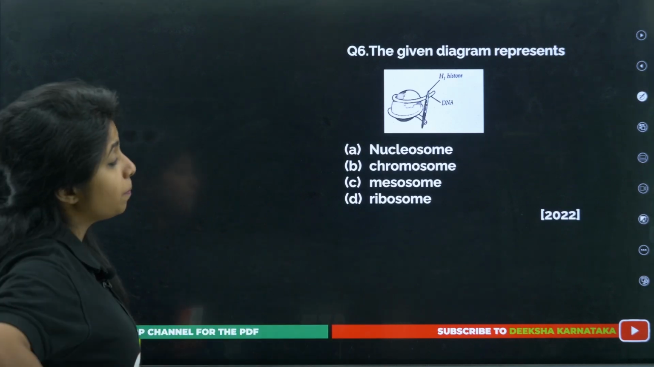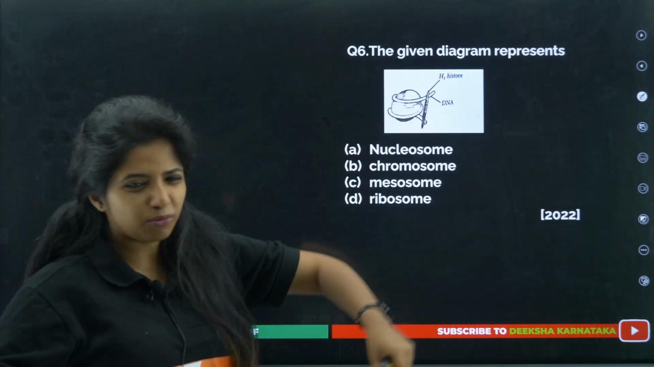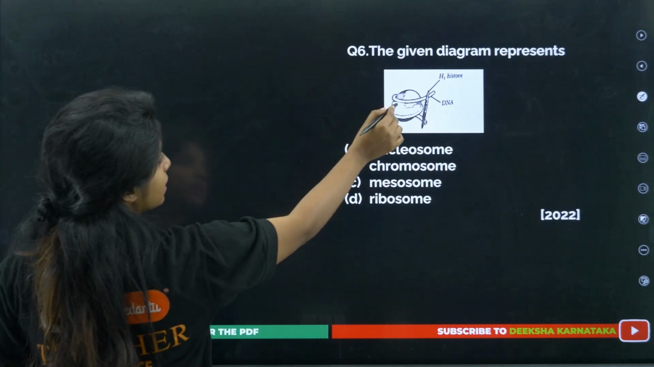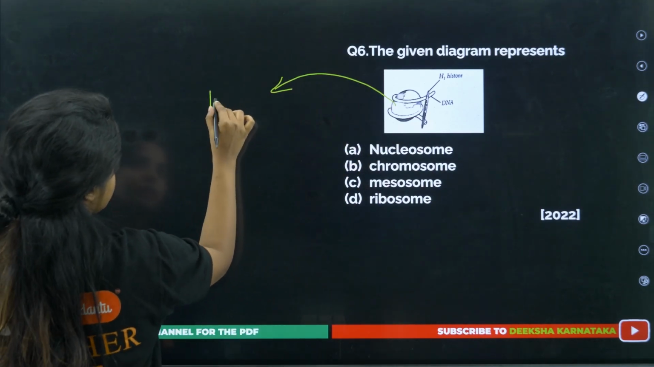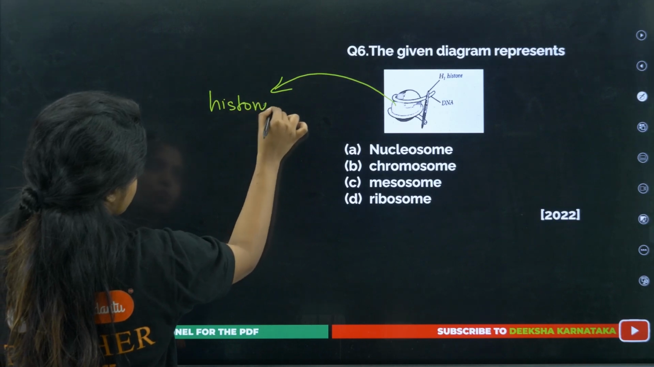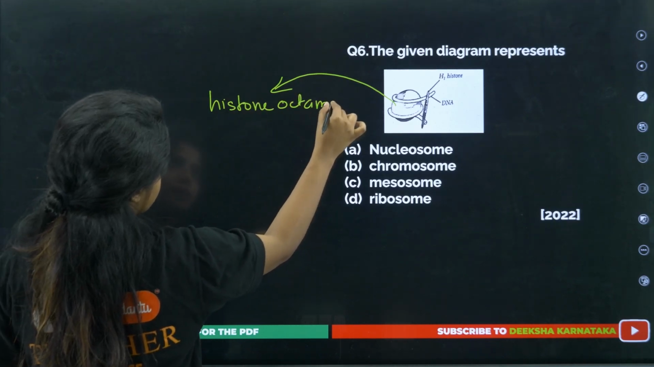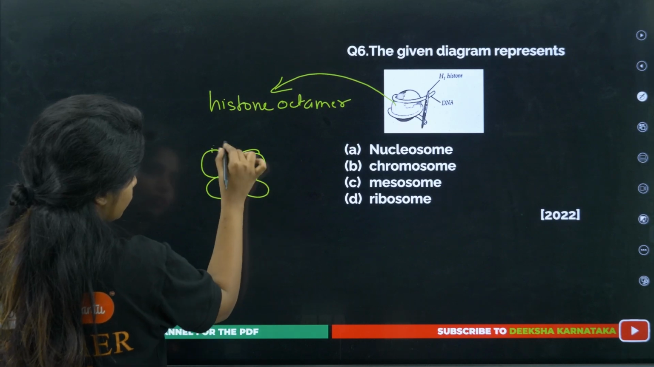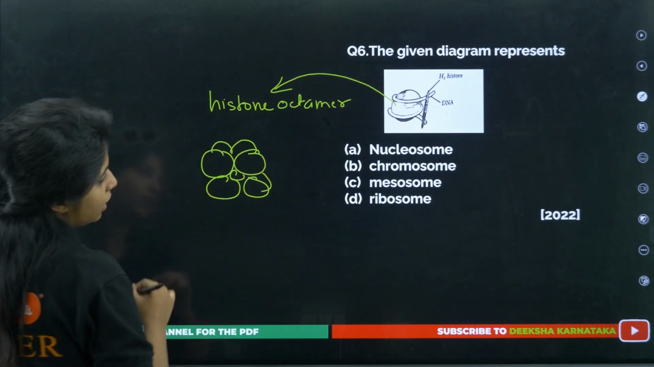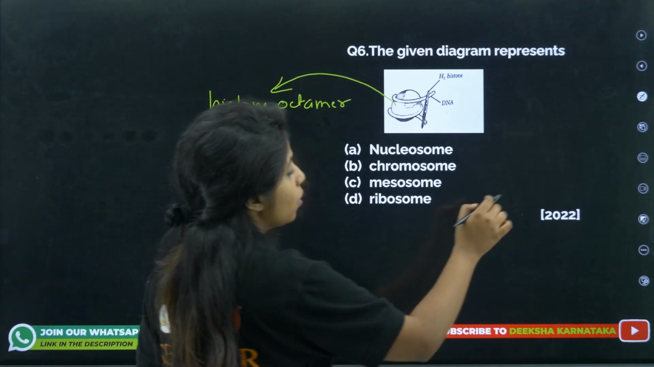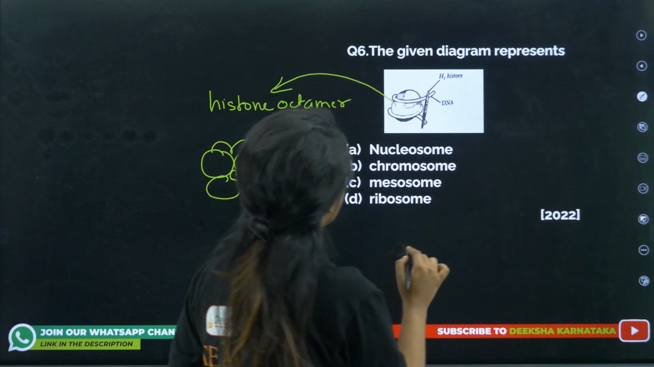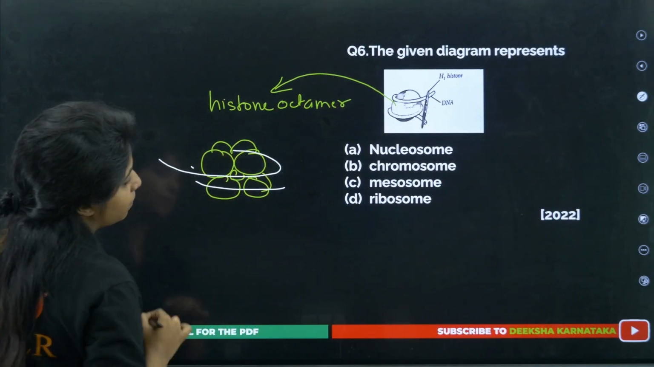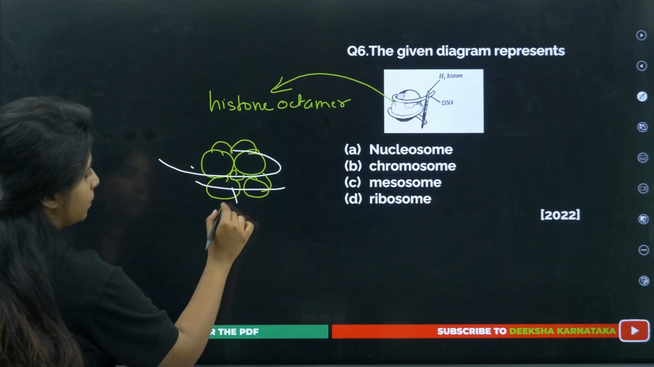The given diagram represents what? What is this thing showing? What is this round thingy? Basically, this is the histone octamer that I just made. So you have 1, 2, 3, 4 histones at the front, 1, 2, 3, 4, total 8 histones, and on these histones your DNA will be wrapping around. So your DNA is wrapping around twice, my dear children.